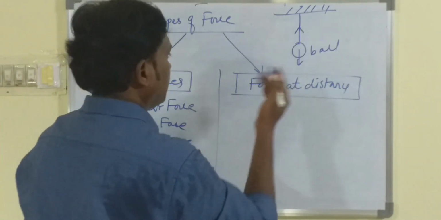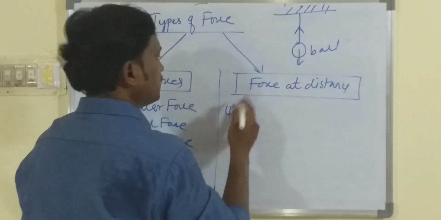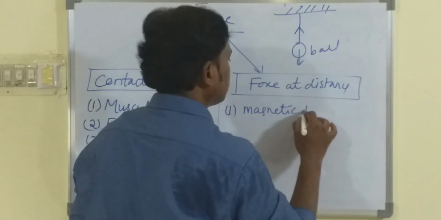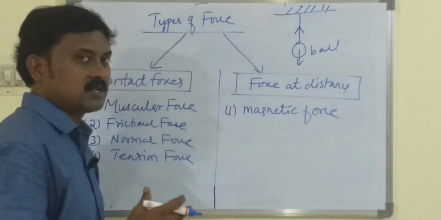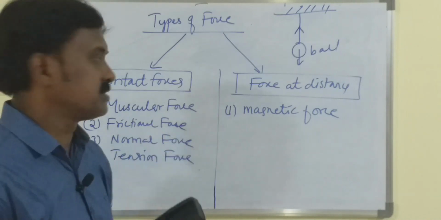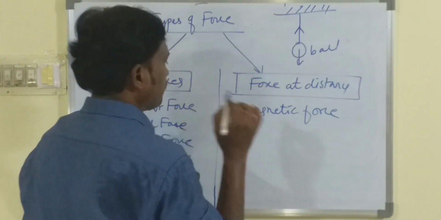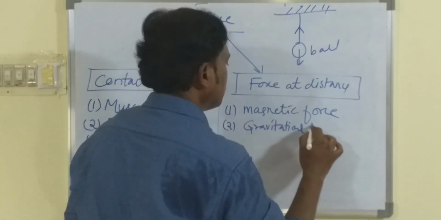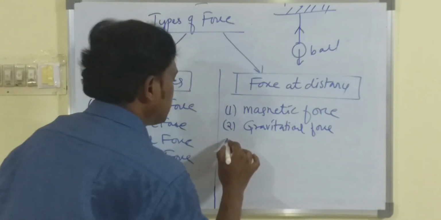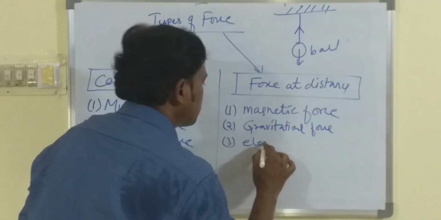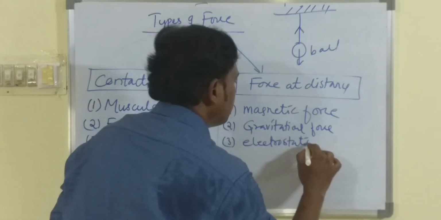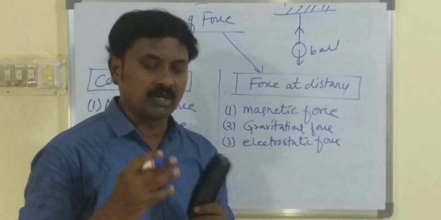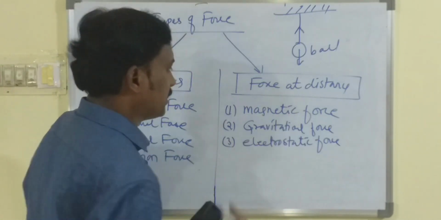Okay, right. Now let us see the force at a distance. The first example, which we have seen in the example, was the magnetic force. These forces act from a long distance. The second one, gravitational force. And the third is electrostatic force. The forces that are present between two protons, between two electrons, or between protons and electrons, we can see in the electrostatic force.